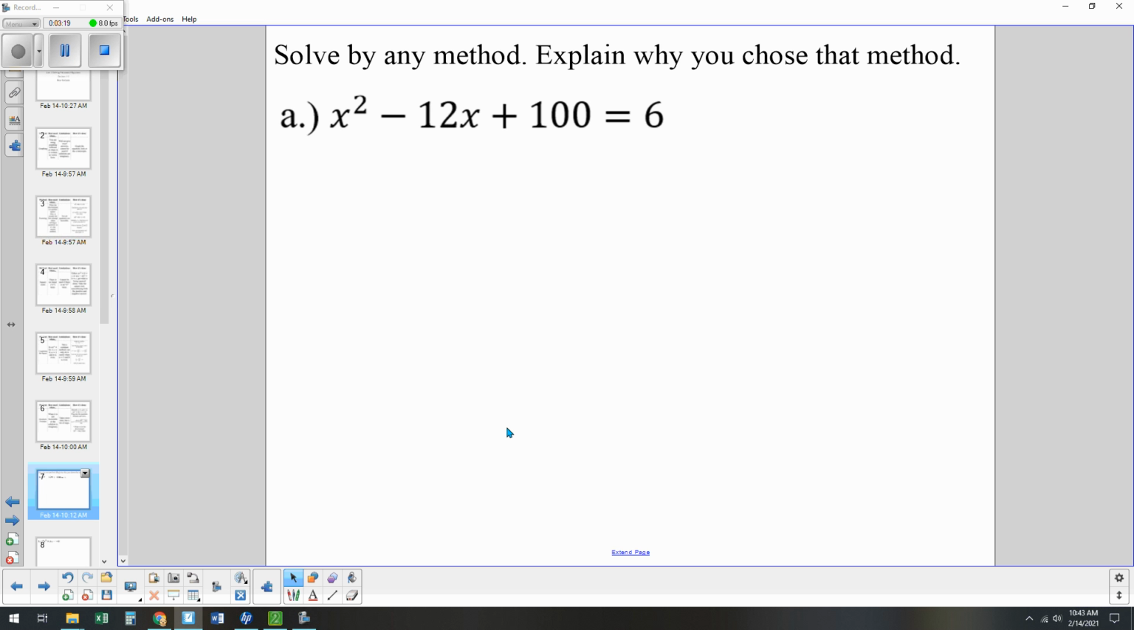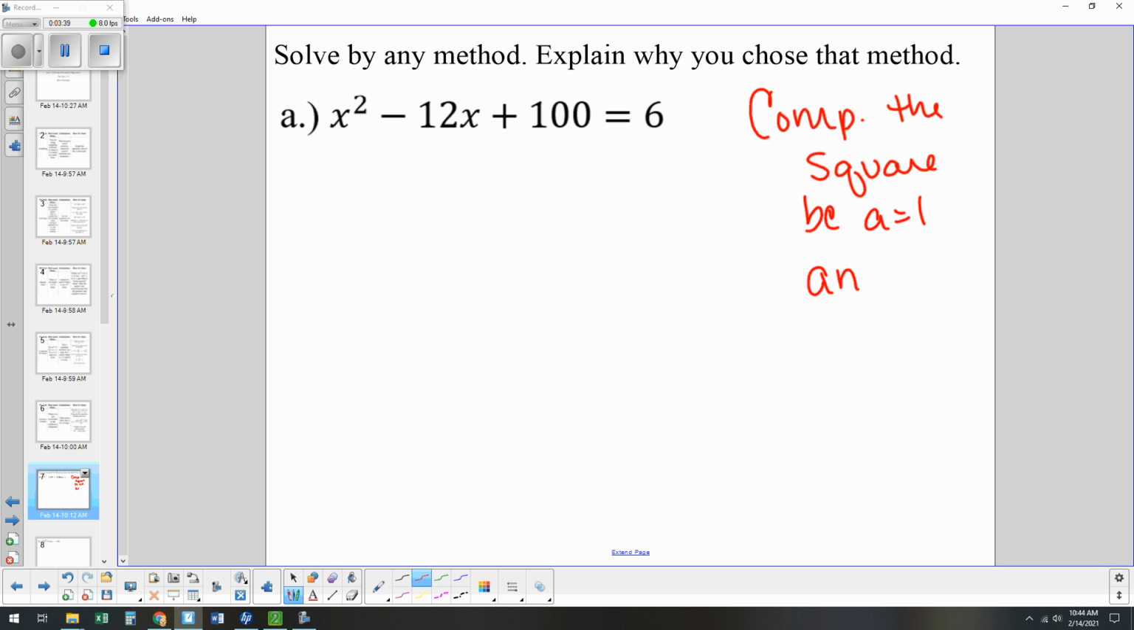For this one, I have x squared minus 12x plus 100 equals 6. I have no number in front of the x squared, and b is even. So this could be done by completing the square, because a equals 1 and b is even. I could also have done this by quadratic formula. Factoring would not actually work on this one, because if I subtracted the 6, I got 94, and there are no two numbers that multiply to 94 that add to negative 12. So it's not factorable. So I'm going to solve it by completing the square.